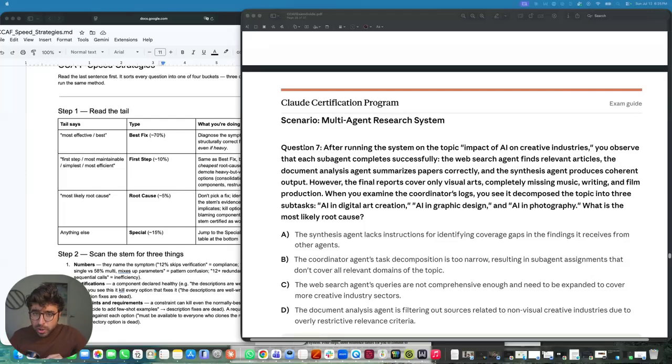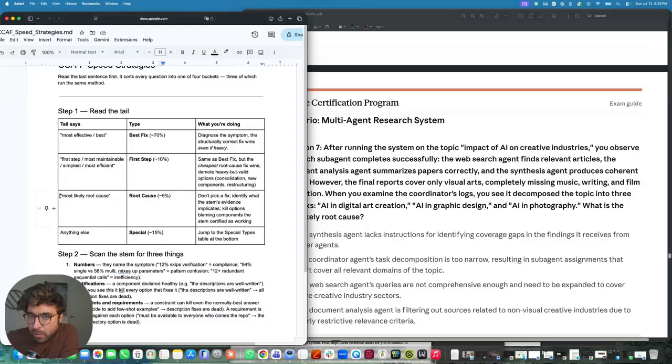Okay, now we're going to jump down to question 7 so that we can look at the third kind of question type that we're going to see. So in this one right here, we're going to do our first step, which is read the last sentence of the paragraph. It says, what is the most likely root cause? And so we know that this one is now that root cause question type. And so what we're trying to do here is we're not looking for a fix. We're trying to identify what the stem's evidence implicates, and we want to kill any options that are blaming components the stem certified as working.